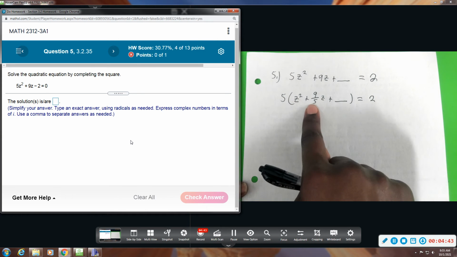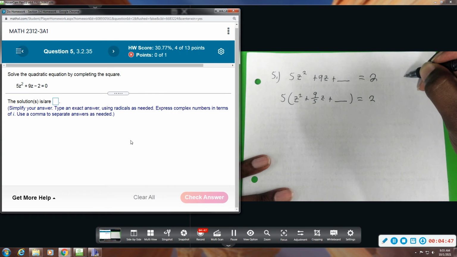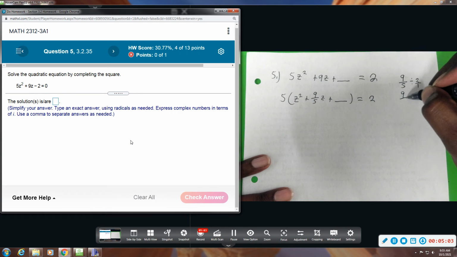Alright, now my leading term is a 1. I'm going to take this middle term, divide by 2, and square it. So when you have a fraction, when you divide, it really just multiplies the bottom. That's what division is, multiplying the bottom. So you can either look at it like this, divided by 2, and then just put 2 over 1 and do keep change flip. When you flip it, it'll be 9 over 5 times 1 over 2. So the end result that's happening, the bottom is getting multiplied by 2. So you get 9 over 10.